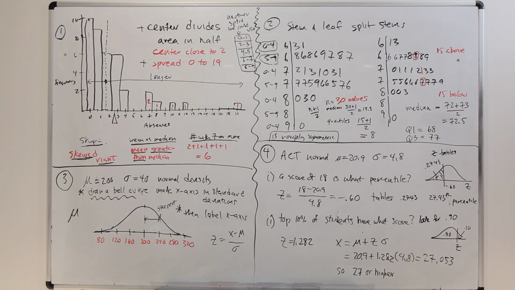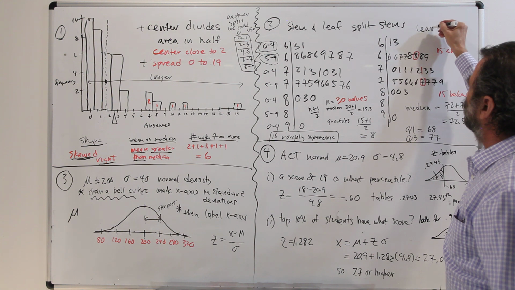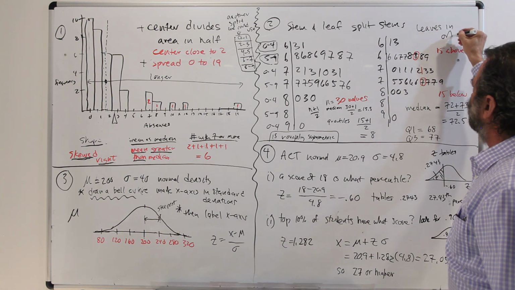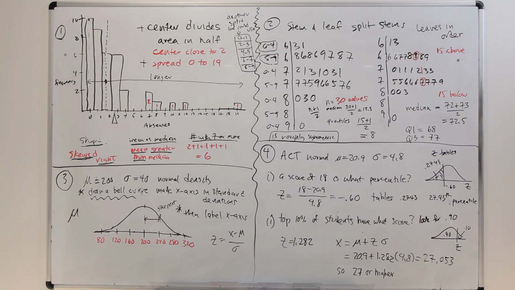There's 30 of them. And ordinarily we'll take that stem plot and we'll put the leaves in order. Put it here. Leaves in order. The reason for doing that is it lets us find out where the median and the quartiles are.